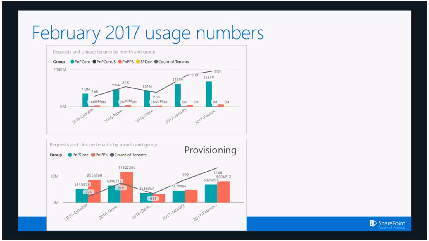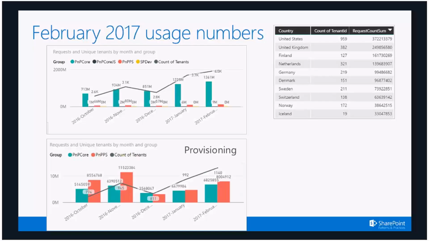From a country perspective, some interesting statistics here as well. This is the top 10 countries from a request count perspective in February 2017. So the US is absolutely number one there. The UK is quite high as well. If you would divide the number of requests by the number of tenants, the UK would actually win over the US. There were quite a few tenants in the UK which clearly were doing some sort of massive migrations where the PnP provisioning engine no doubt helps.